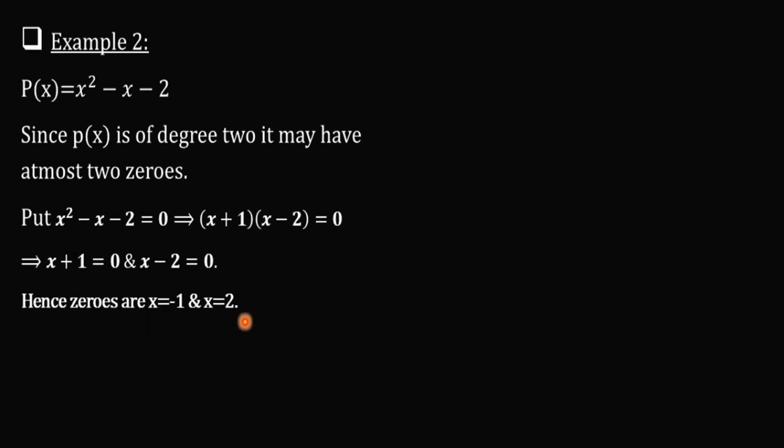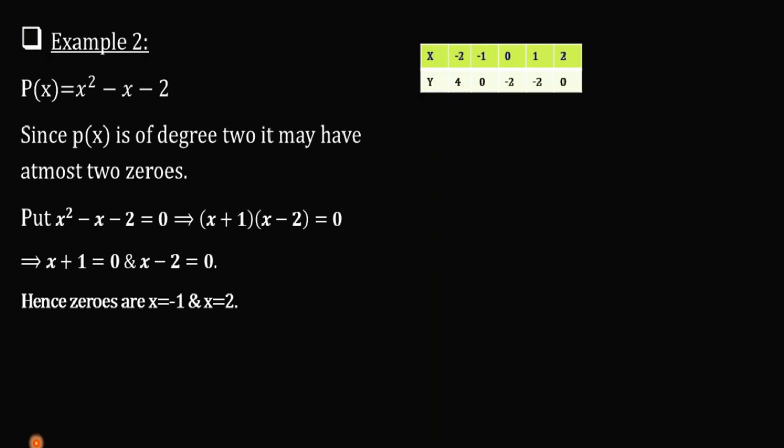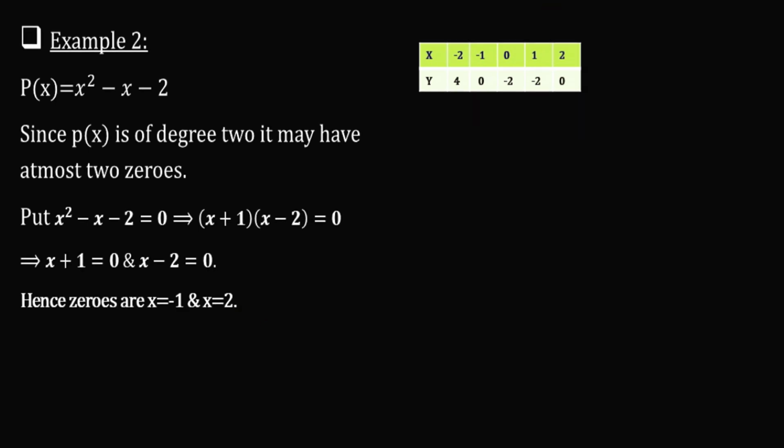Next, we have to find the geometric meaning of the zeros of the polynomial. So we have to draw the graph. Before that, we can plot the points. That is, if x equal to 0, then what is the value of y? That is negative 2. If x equal to 1, then 1 minus 1 minus 2 gives negative 2. If x equal to 2, that is 0.